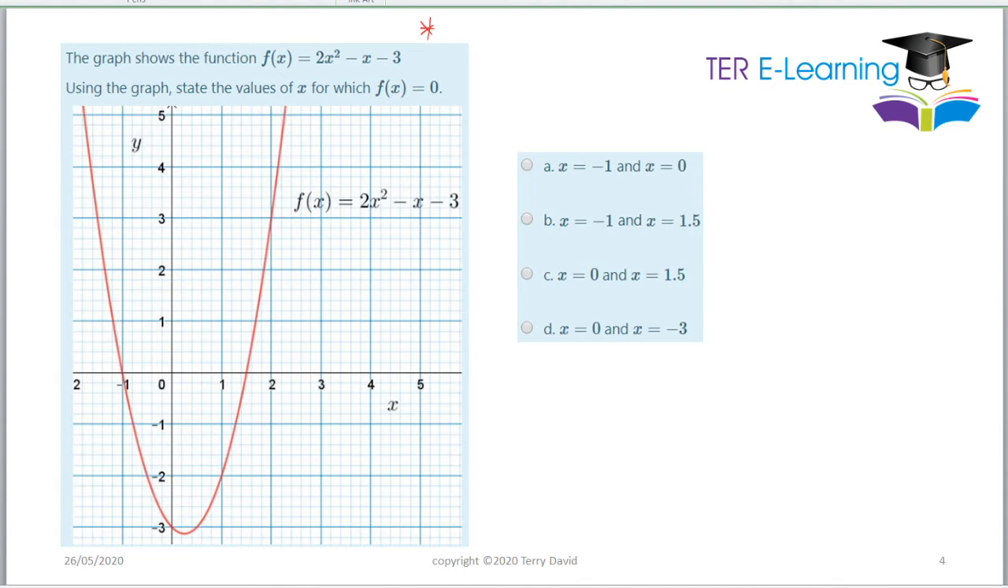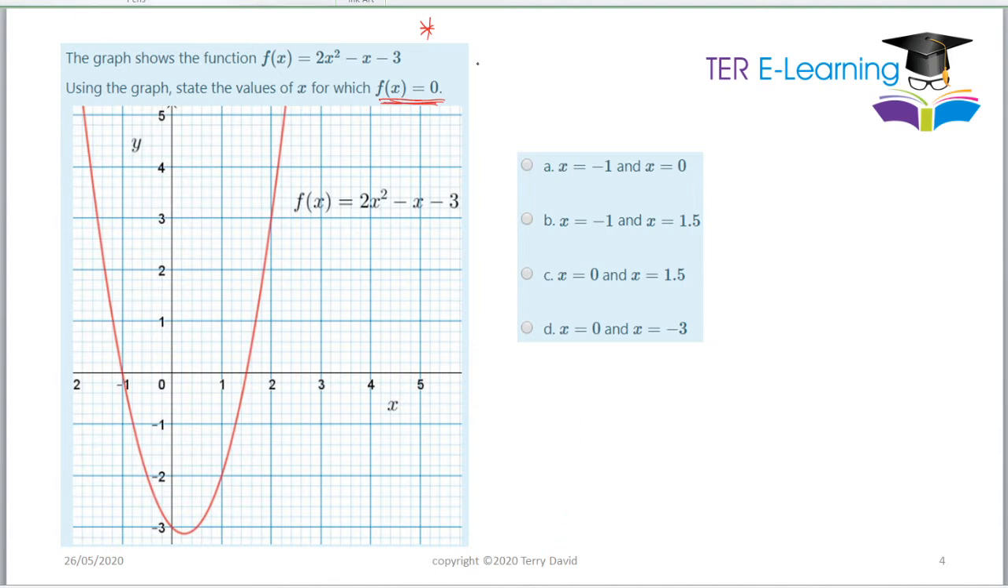Alright, so we have a quadratic, it's 2x squared minus x minus 3, and they want to know, or state the values of x for which f of x equals 0. You all need to understand what that means. What is f of x being equal to 0? What does that mean, right? So Sharice is saying B.